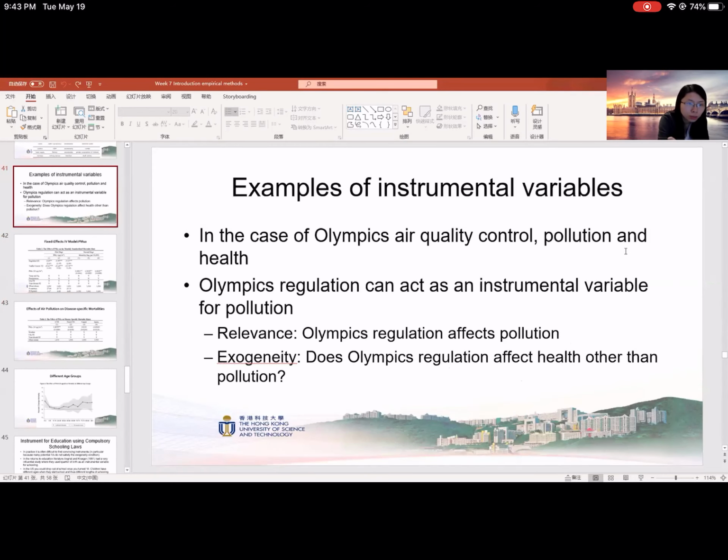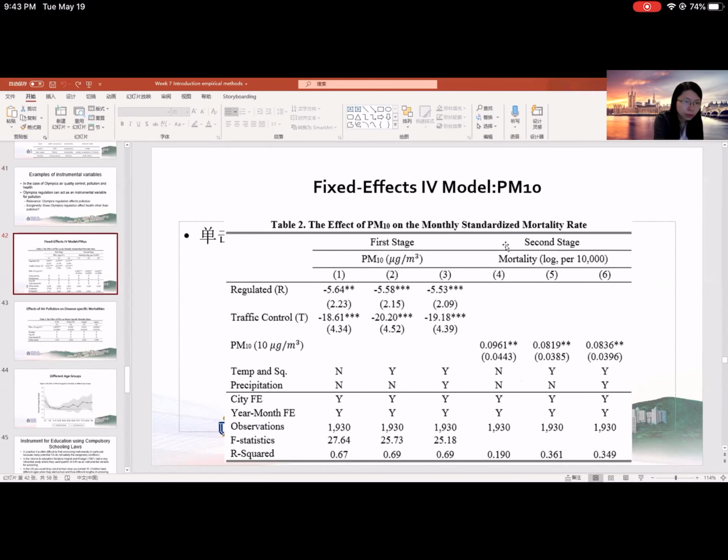Another condition, which is more subtle, is exogeneity. Olympic regulation could only affect health through pollution. This is something that you can't test. It's a matter of belief. So whenever you read these papers, you have to be critical about whether or not this condition is fulfilled.